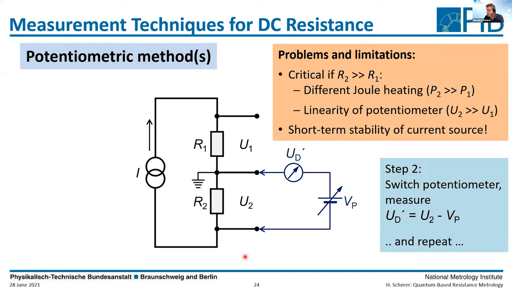Also, the linearity of a potentiometer comes into play if U1 is much different from U2. And of course, since you want to repeat the measurement many times, the short-term stability of your current source will play a certain role. So there is room for improvement, and this is not the best method. The potentiometric method is not the preferable method that you want to use at the highest accuracies, which we usually aim at here in metrology institutes.